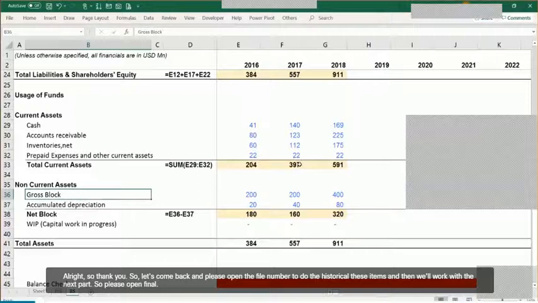Back and please open the file number 2. Let's do the historical analysis of these items and then we'll move on to the projection part. So please open file number 2.